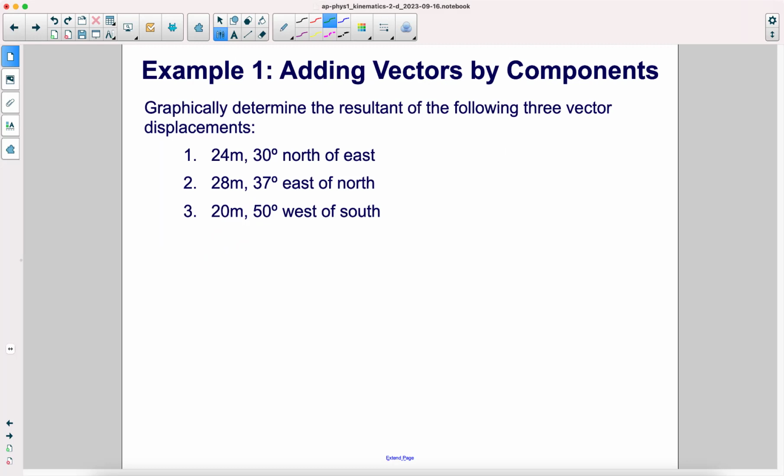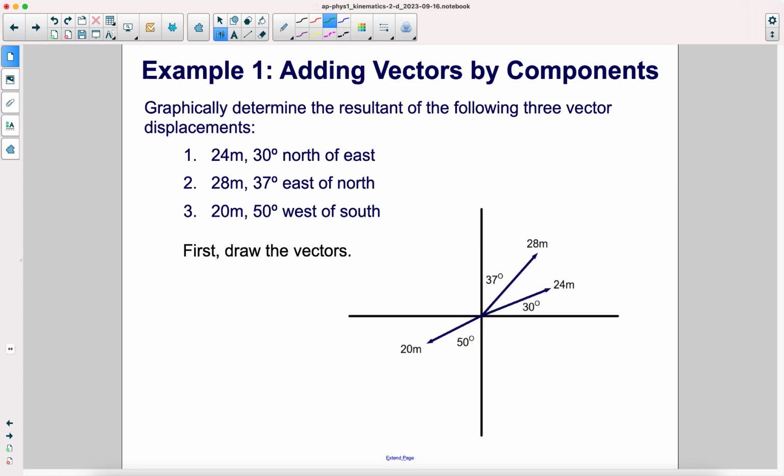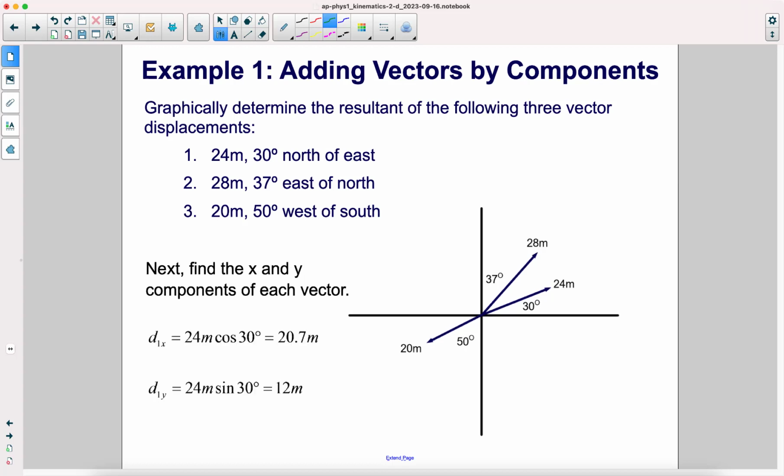Graphically determine the resultant of the following three vector displacements: 24 meters 30 degrees north of east, 28 meters 37 degrees east of north, and 20 meters 50 degrees west of south. First, we choose our x and y axes, and we draw all of our vectors. In this case, we can draw them all from the origin if we would like. Next, find the x and y components of each vector.